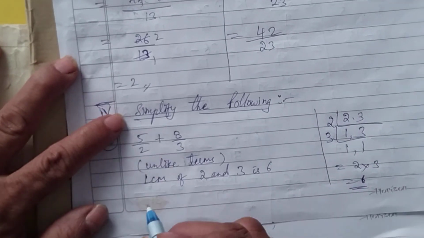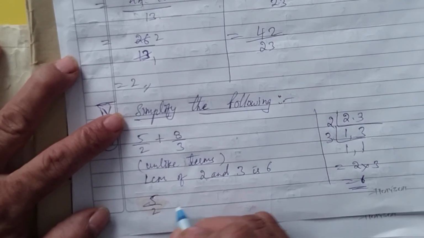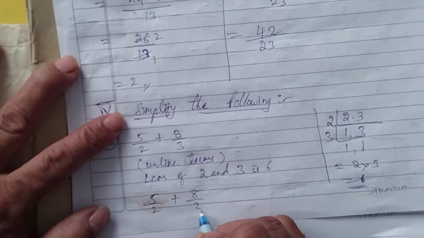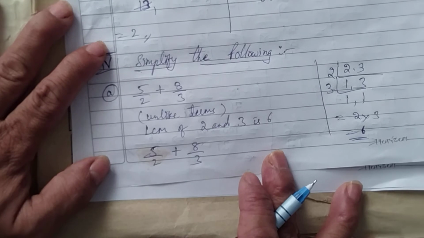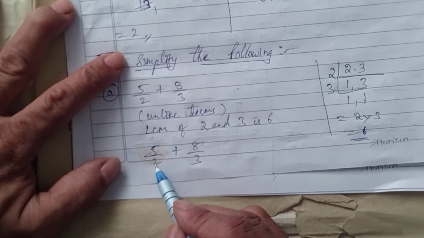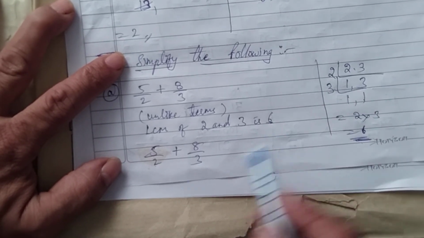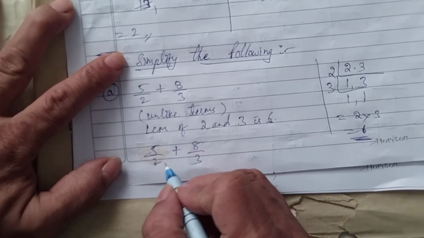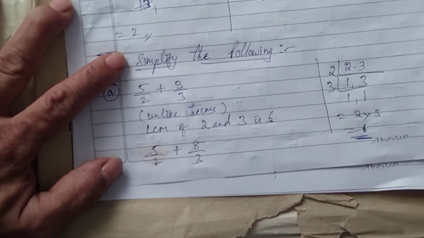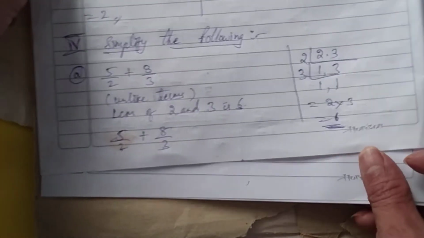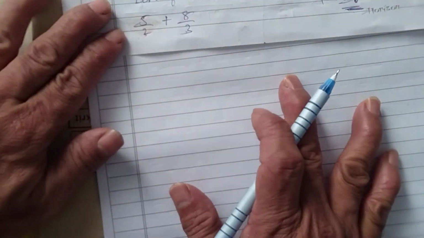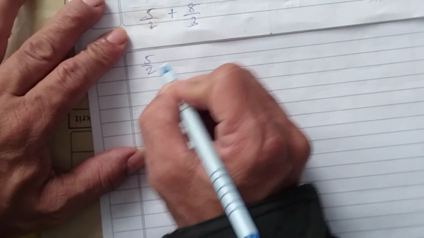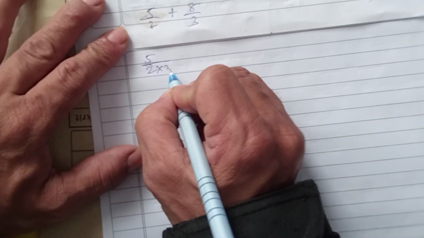And after that, you see here, 5 by 2 plus 8 by 3. Simple techniques I will explain to you, very easy method. In the 2 table, what is the LCM we got? 6. In the 2 table, when will 6 come? 2 threes are 6. And 3 twos are 6. I will explain in the next page. Continuation. See.